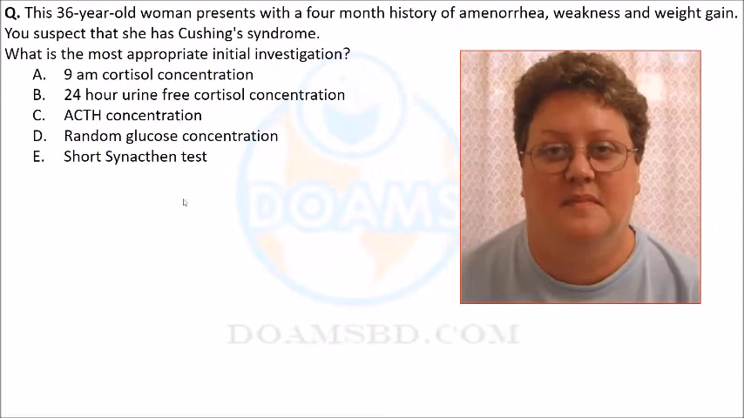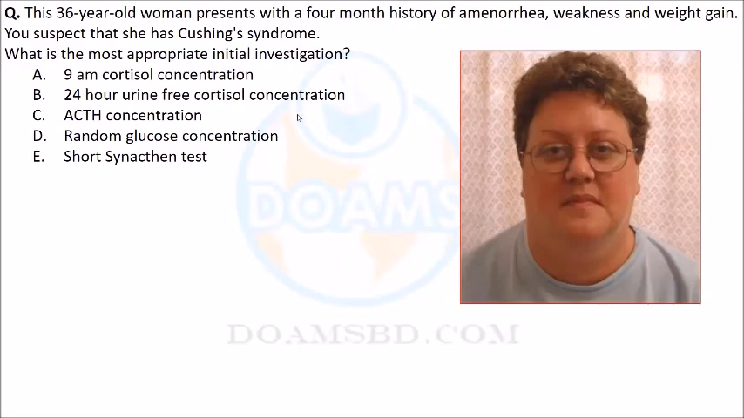ACTH means you are thinking of a pituitary-related problem. Maybe hypopituitarism. Doctor, hypopituitarism will not be that bulky. A hypopituitary patient will be lean and thin. Cushing. So the pituitary also can produce Cushing, but why are you not accepting ACTH?